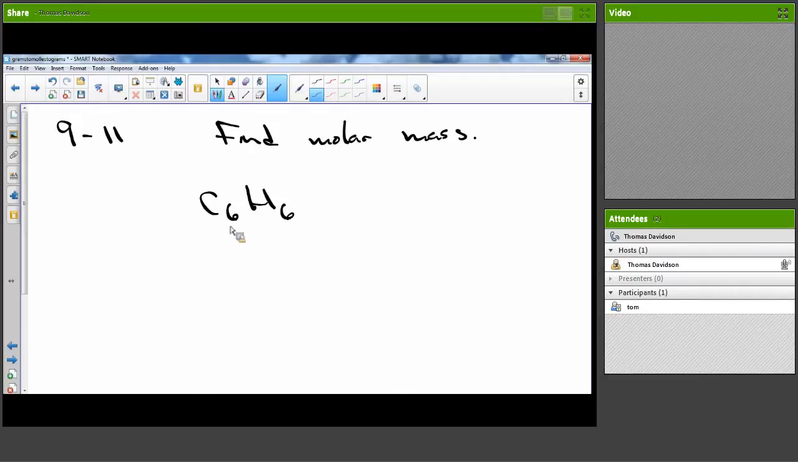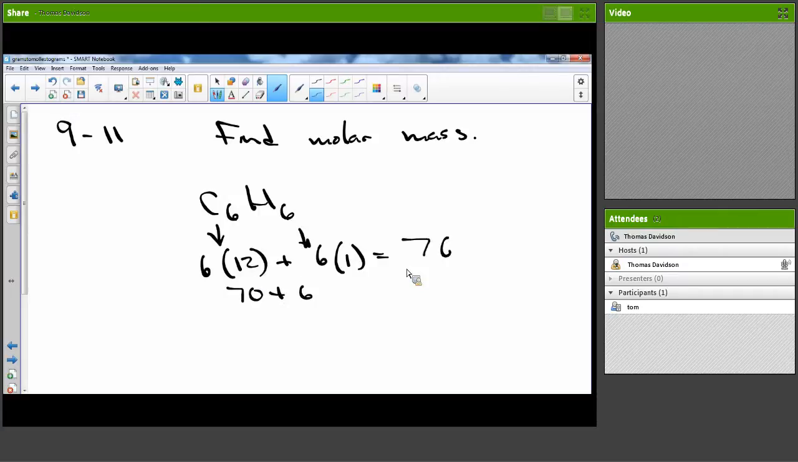So you just have to find the molar mass. You take 6 carbons, each one has a mass of 12, plus 6 hydrogens, and each one of those has a mass of 1. So 6 times 12 is 72, plus 6 more. So the answer is 78 grams per 1 mole. All right, so for 9 through 11, that's all you have to do.